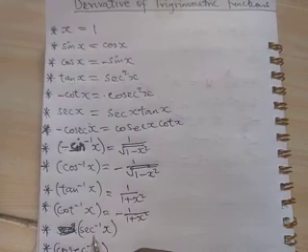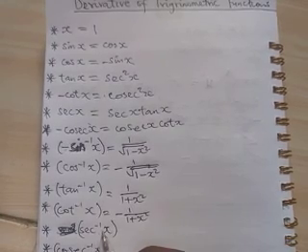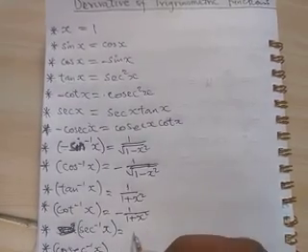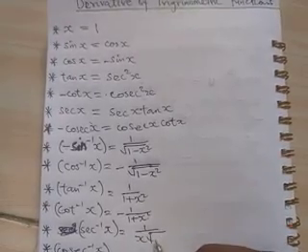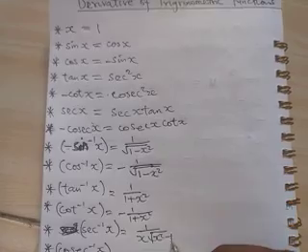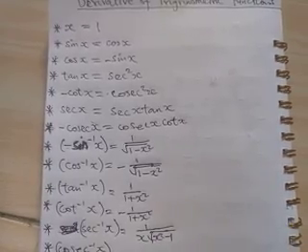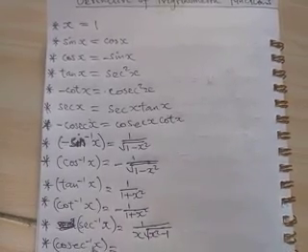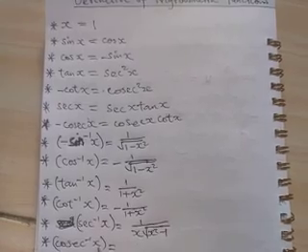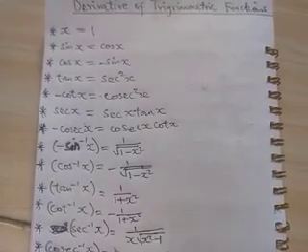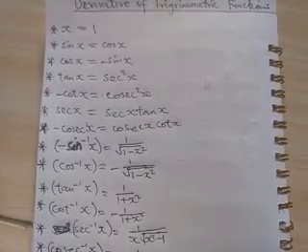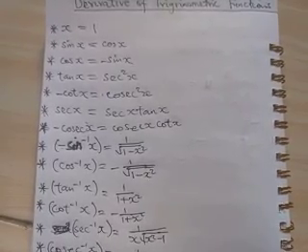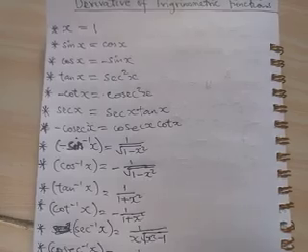Whenever we differentiate sec inverse of x, we're going to get 1 over x times root x squared minus 1. Whenever we differentiate cosec inverse x, we're going to get negative 1 over x root x squared minus 1.